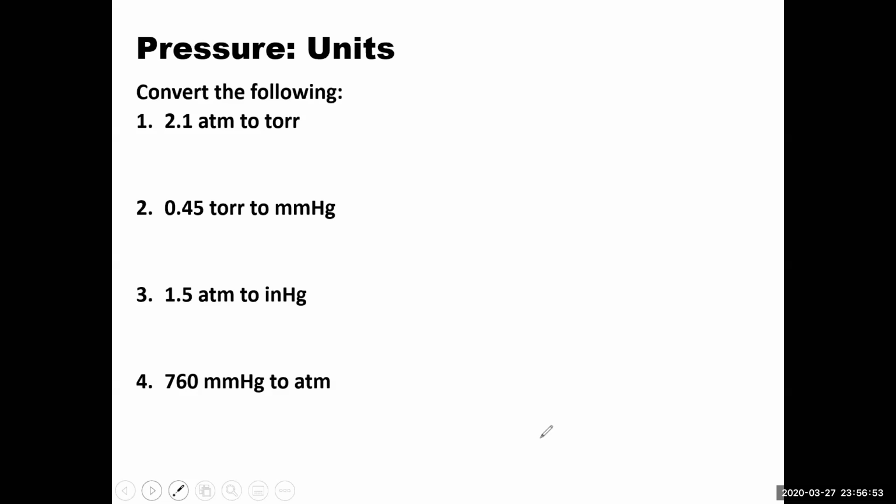Now for practice, I encourage you to do numbers 1 and 4. The answer for number 1 is 1.6 times 10 to the third torr. And for number 4, the answer is 1 atmosphere.